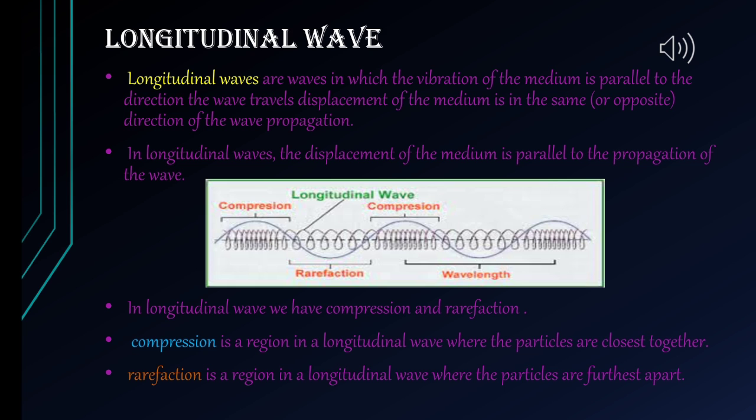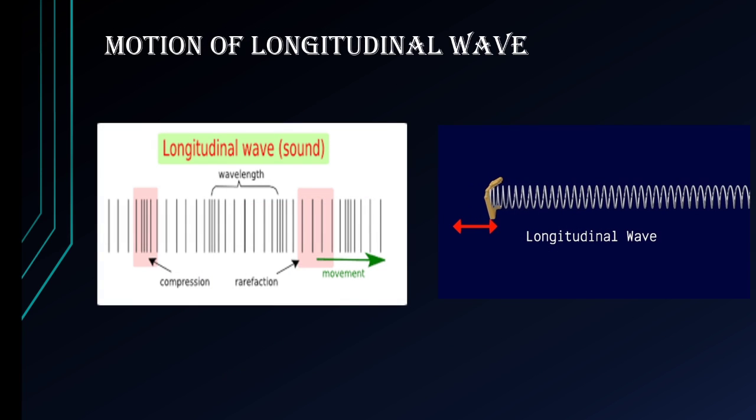Now what is meant by compression? Compression is a region where the particles are closest together. And what is meant by rarefaction? Rarefaction is the opposite of compression. It is a region in a longitudinal wave where the particles are far apart. This is the motion of longitudinal waves, as you can see in the video. Here the displacement of medium is parallel to the propagation of wave.